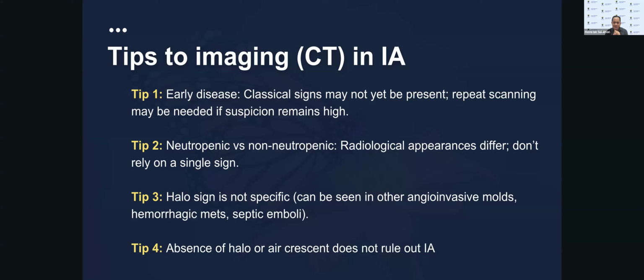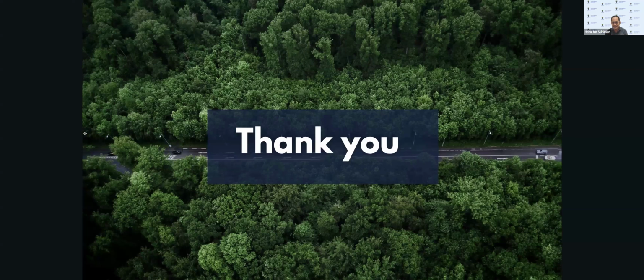Halo sign is not specific even in neutropenic patients. Again, you need to think about pretest probability. The patient can even have non-infective causes like hemorrhagic mass or septic emboli, or angioinvasive molds such as mucormycosis. And absence of halo or air crescent does not rule out IA, especially in non-neutropenic patients. And I think this is the end of my slides or my presentation. Thank you.